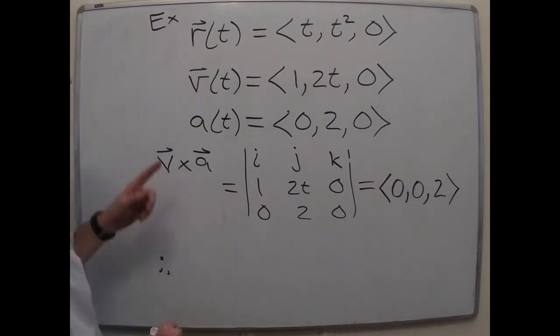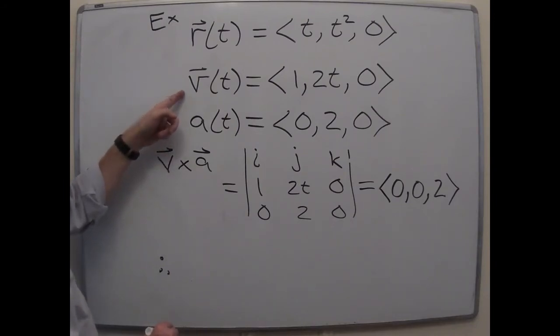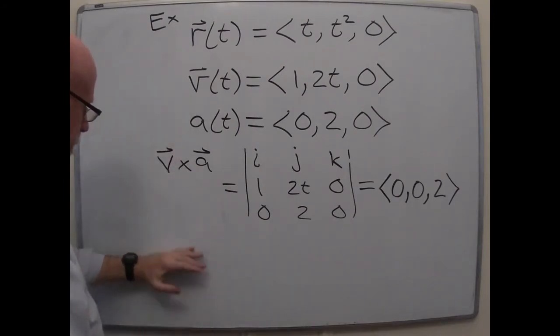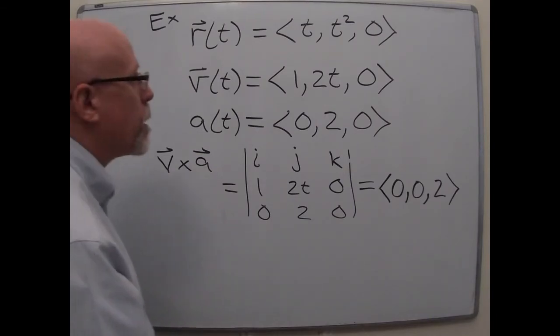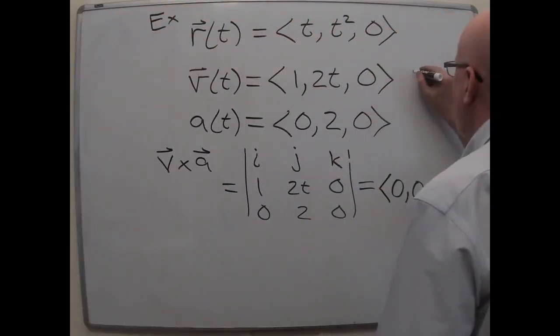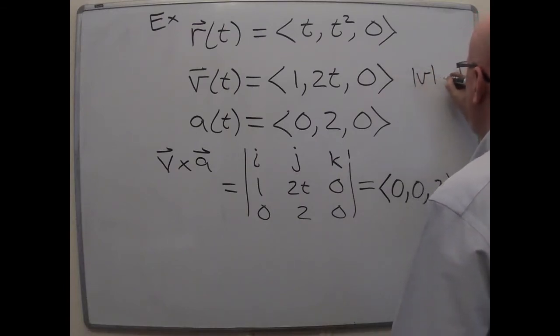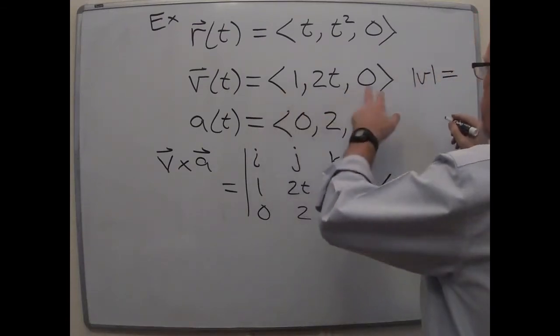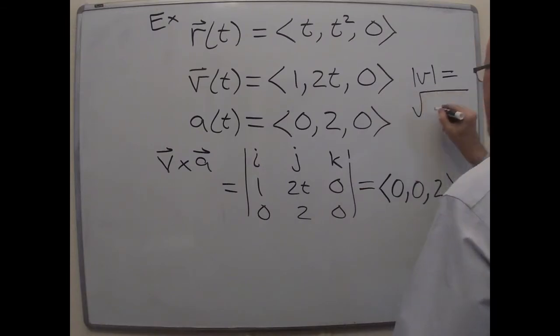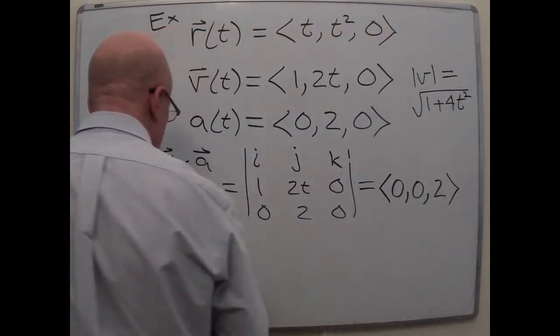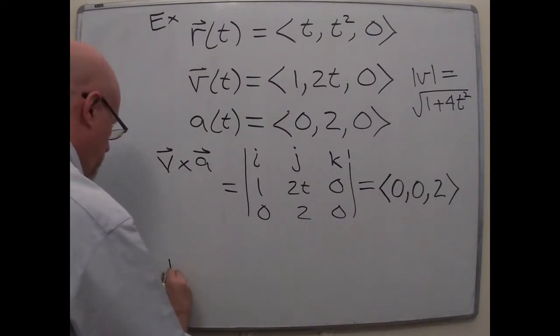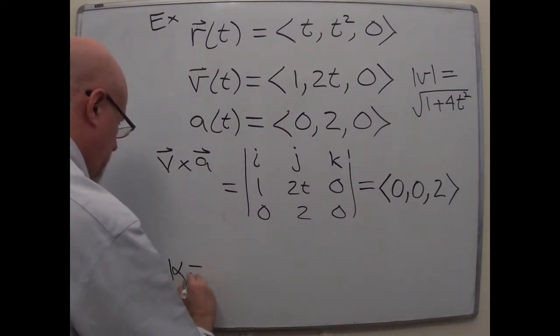Oh, wait, I got one more thing I need to do. What's the velocity's length? What's the speed? I can maybe do this just on the side here. The length of v is going to be the square root of the sum of the squares, which is the square root of 1 plus 4t squared.